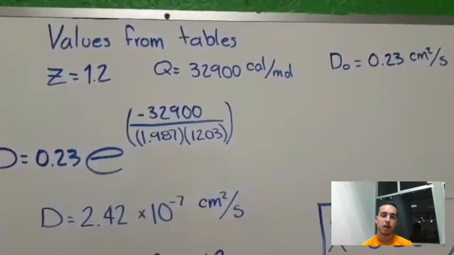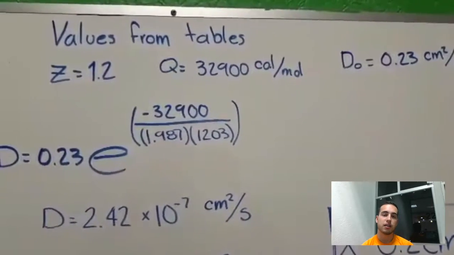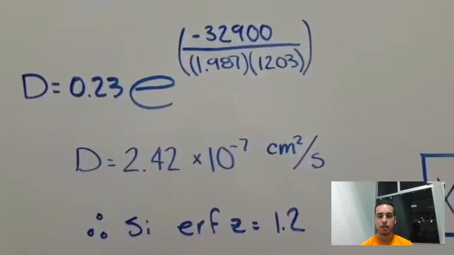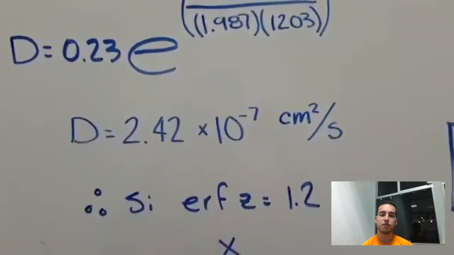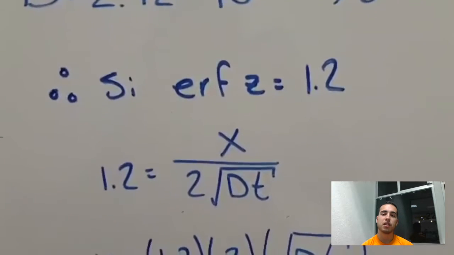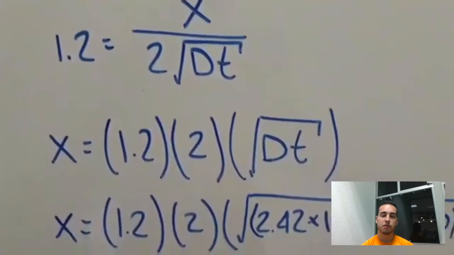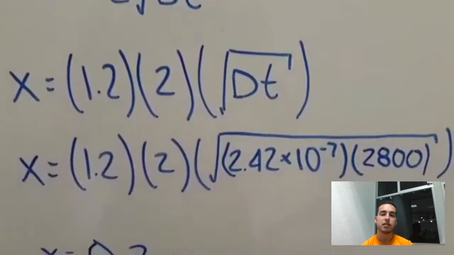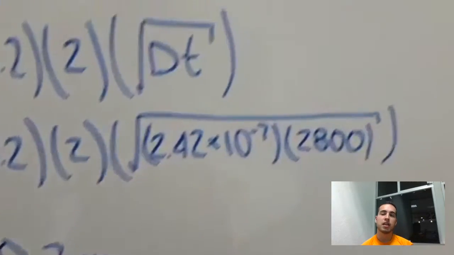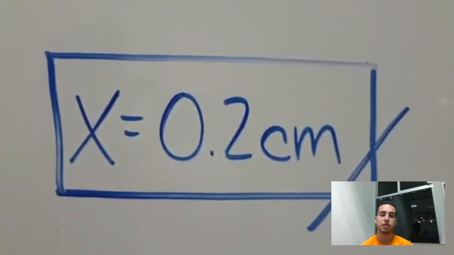Now we know C, we have to solve for D, so we can solve for X on the C formula. Solving for D, we get the value of 2.42 times 10 to the minus 7, and knowing that C equals 1.2, we solve on C's formula for X, replacing the temperature in Kelvin and getting a final value of X equal to 0.2.